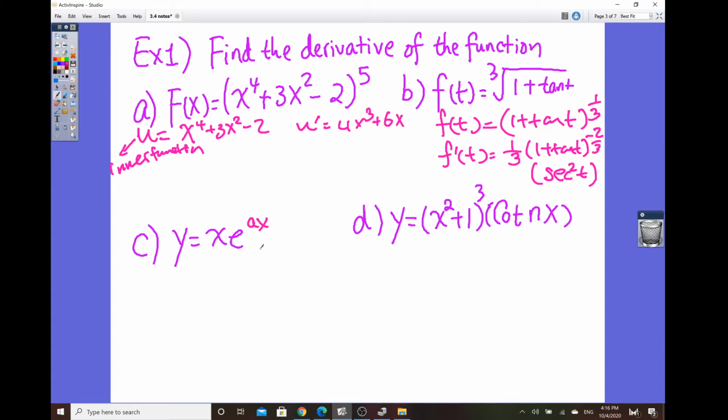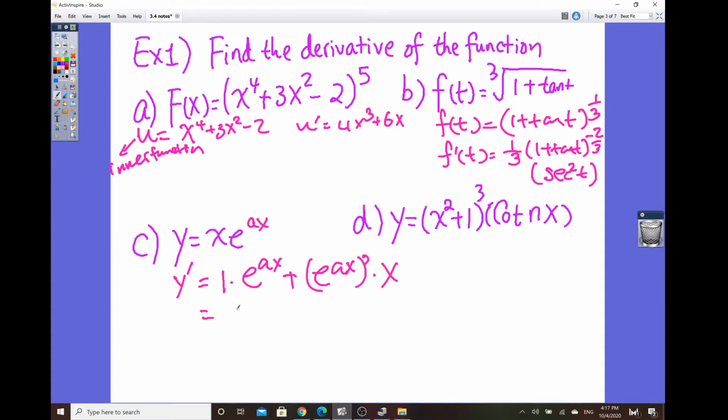So this one using the product rule formula. So we do have y prime equals derivative of x, which is 1 times e to the power of ax, and then plus derivative of e to the power of ax. We don't know what that is yet, so let's just put in parentheses and then put in derivative. Okay, so e to the power of ax derivative, the little apostrophe, and then times x.